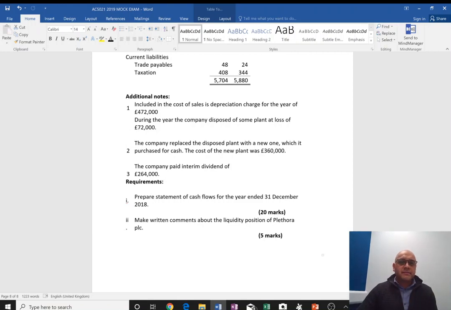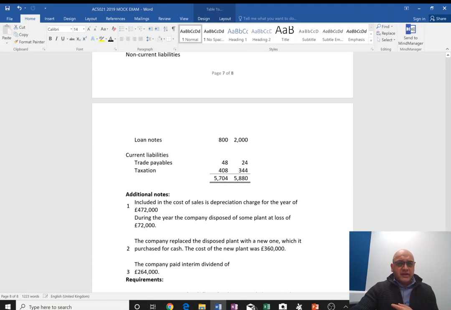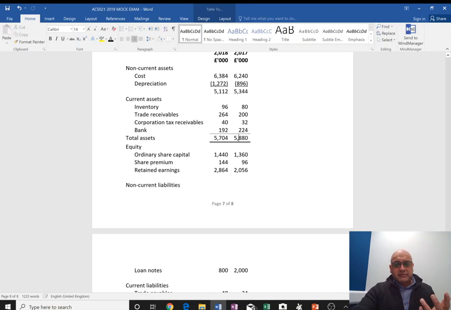Are they borrowing money, or how much, if any? Are they settling any liabilities during the year, long-term liabilities? So that's what we want to find out through the statement of cash flow. And if we create a successful cash flow, that should enable us to analyze the difference between these two balances. So let's get cracking.